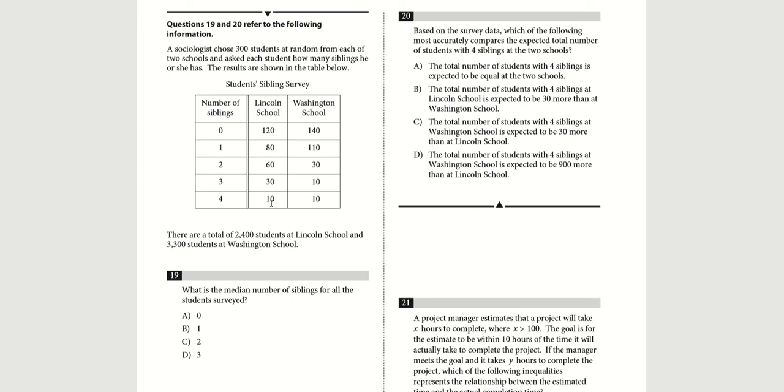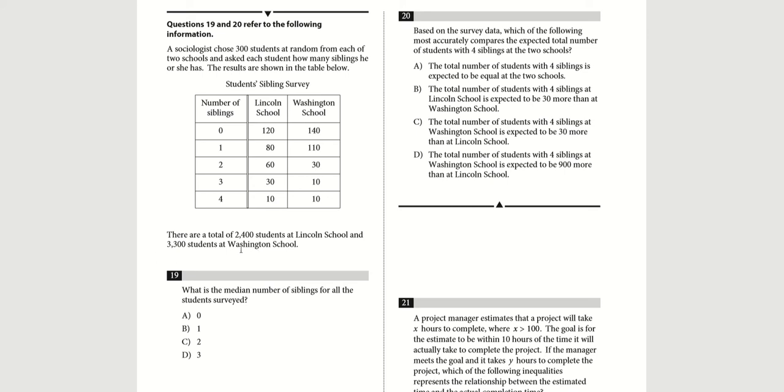So here, for example, in Lincoln School, we sampled 300 people. 10 said that they had 4 siblings, but this is out of a school of 2,400 people versus here it's out of 3,300 people. So that's a very important detail, and for that reason, A is incorrect because even if the proportion of students in the sample that has 4 siblings is the same, Washington School is going to have a larger number of students because they have more total students.